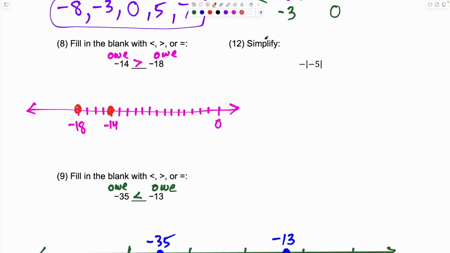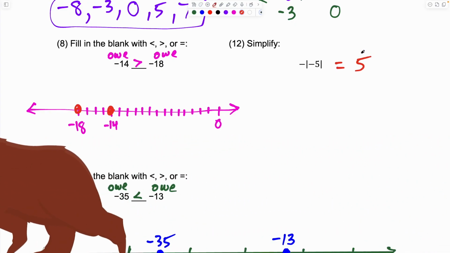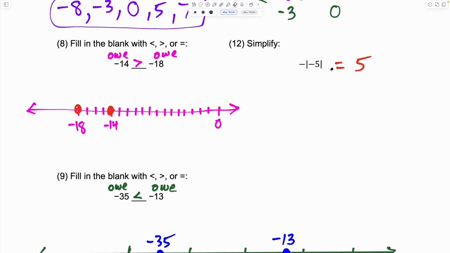Question 12, simplify negative and then absolute value of -5. Now, students may look at this very quickly and just say, oh, absolute value makes everything positive, so +5. But no, this is a very dangerous bear trap, okay? We have to be careful here. Just notice what we have. We have a negative, and then we have the absolute value of -5. So I'm just going to write that negative outside of a set of parentheses, and we're going to evaluate what's on the inside first, and then we'll deal with this negative on the outside.